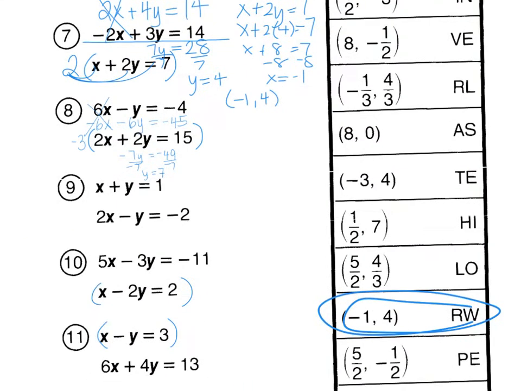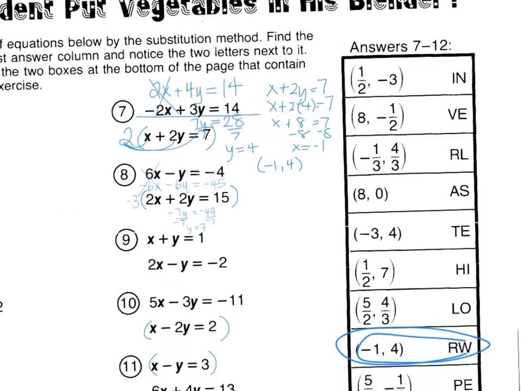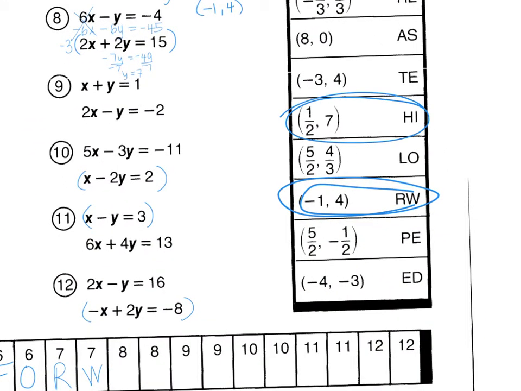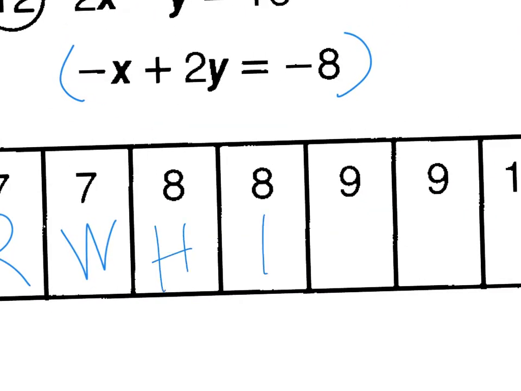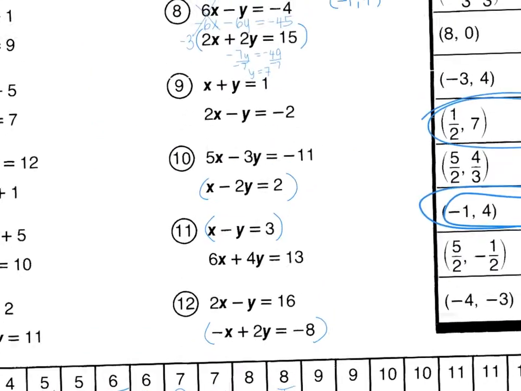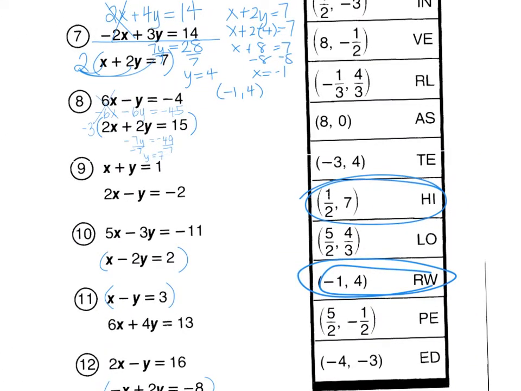So if I look over here, I only have one answer with a +7, and it's right there, so it's HI. Okay, so I didn't need to find my x value.